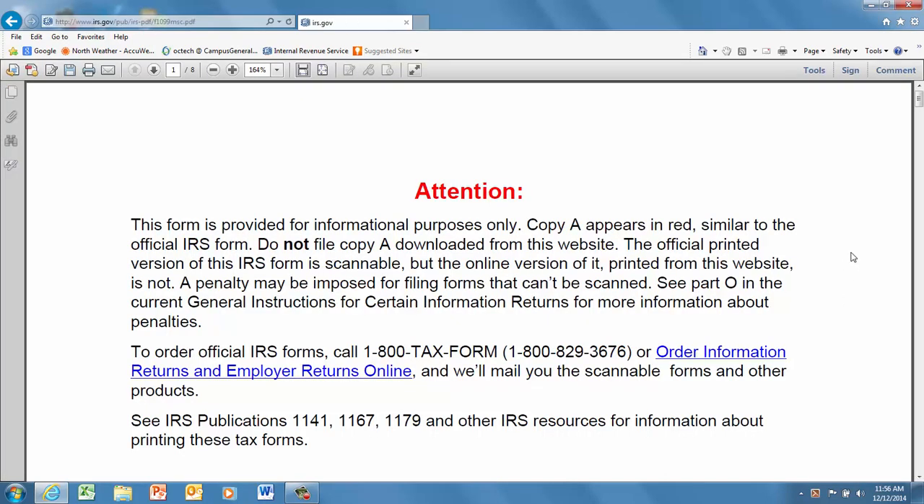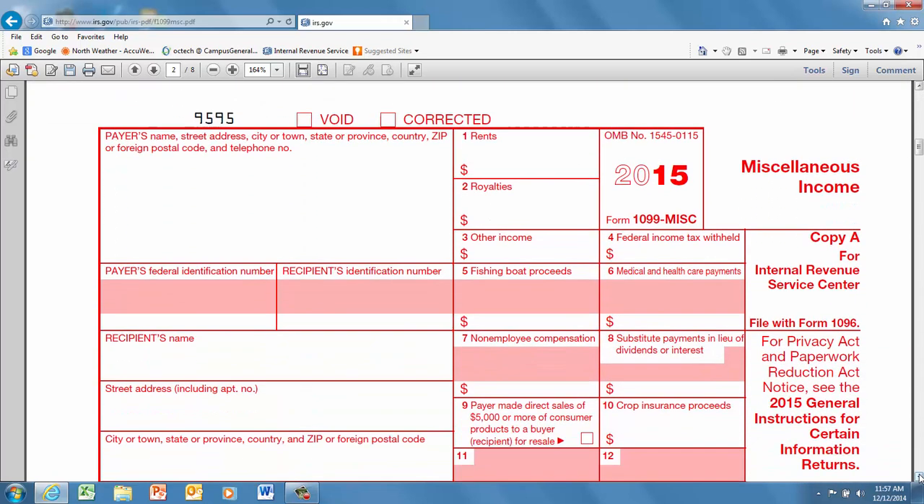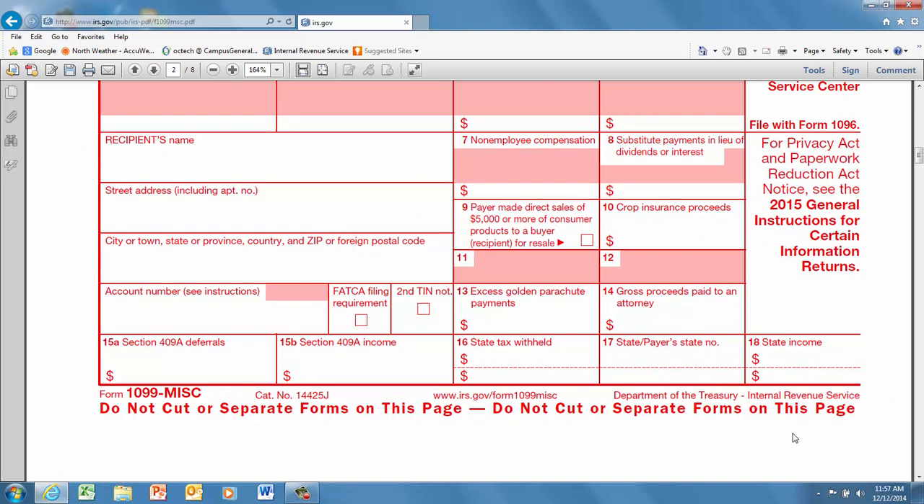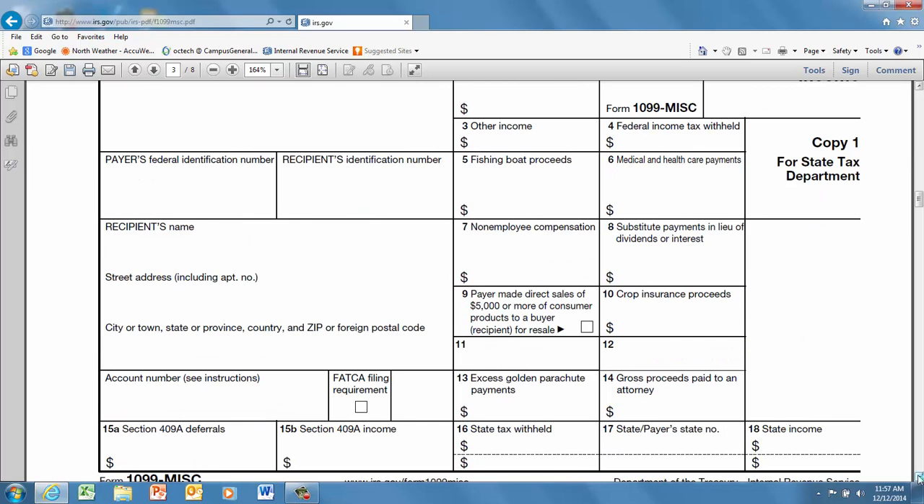Just like the W-2s, and there was already a YouTube video on filling out the W-2s, just like those, you cannot download and print on this and then send it in, because again, it's going to be scanned by the Social Security Administration. This top copy is red. And you cannot do that. You have to go get the actual form, or you have to have some kind of software that can do this form for you in such a way that it can be sent.